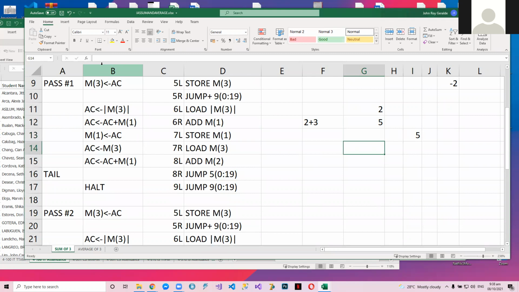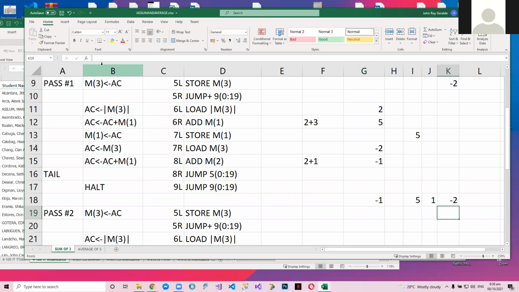So we say load M3. M3 is negative 2. So this becomes negative 2. It's no longer absolute. No? Then what? We add M2. So we have negative 2 plus 1. So this is negative 1. Okay. And then jump 5 to 19, which means we will not have any option but to go back to the head of the loop. Okay. Where we have negative 1 for the AC. We have 5 for M1. We have 1 for M2.